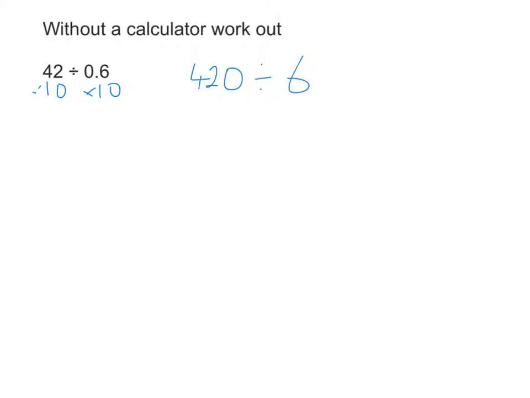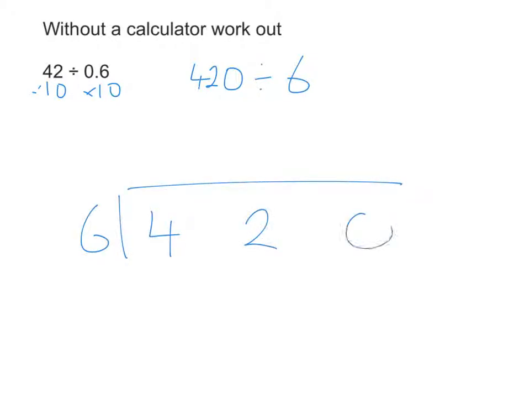I don't know that off the top of my head, so I'm going to use the bus stop method. How many 6s are in 420? 6 into 4 goes 0, so carry the 4 over. 6 into 42 goes 7, with no remainder, and 6 into 0 is 0, so my answer is 70.